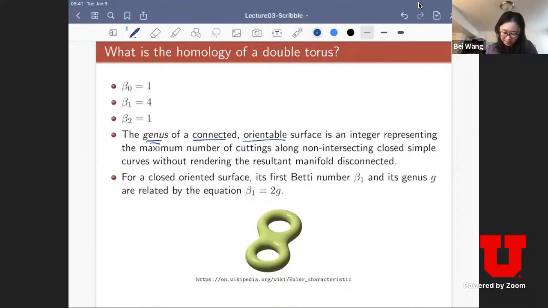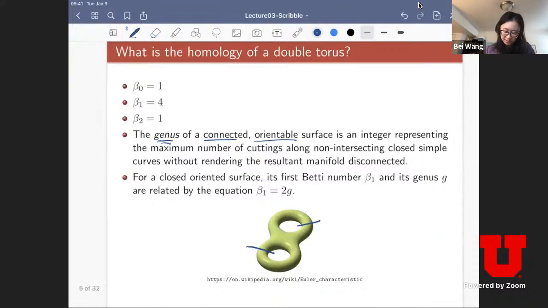For example, I can cut here and I can cut here, right? The remaining things are connected. But if I do one more cut, let's say this is my first cut, this is my second cut, if I do the third cut, all of a sudden I disconnect my surface. Right? So the genus for this is actually 2, and I'm using G as a representation.